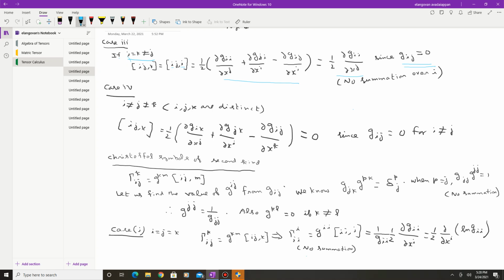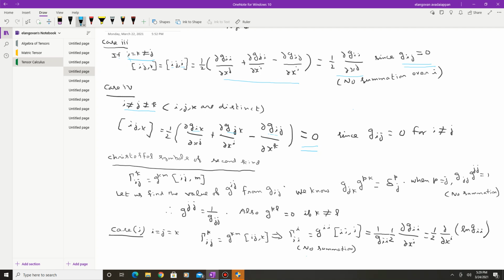Now let us consider case 4. In case 4, all are different: i, j, k, all are different. According to the definition, this is the expression. But since all are different, g_ik is 0, g_jk is 0, g_ij is 0. So all are 0, which is given. Therefore, this value is 0. So these 4 cases are important in evaluating the Christoffel symbols.